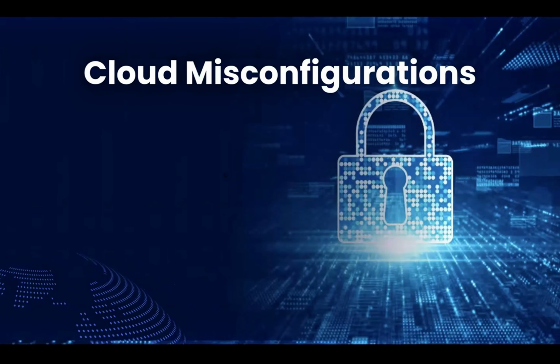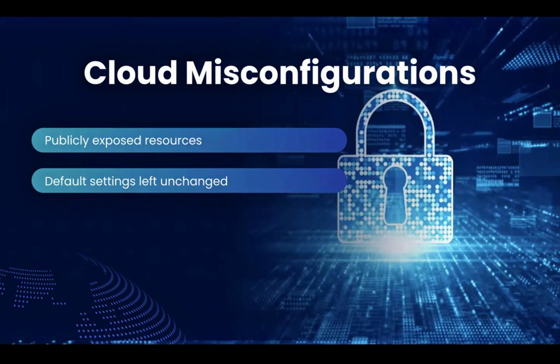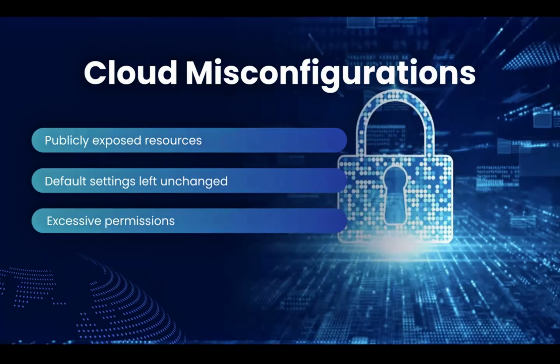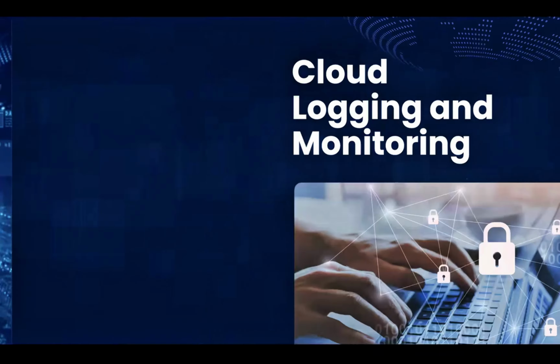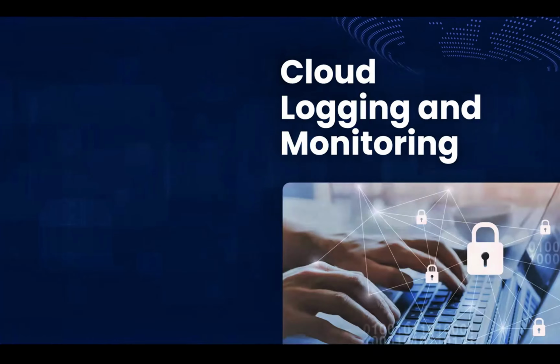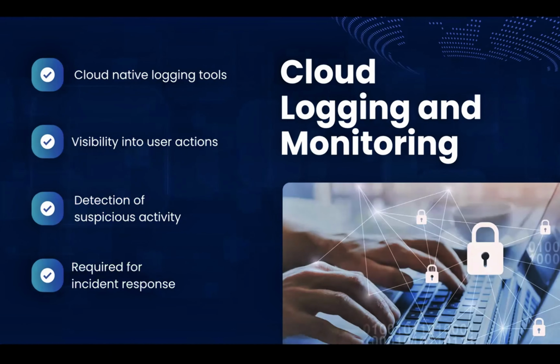What are cloud misconfigurations? Small mistakes can bring about large impacts. And here are some of the misconfigurations that can cause that: publicly exposed resources, default settings that are left unchanged, excessive permissions that are granted, and simple configuration errors that could lead to major exposure. Let's now consider cloud logging and monitoring. Visibility remains critical when it comes to cloud computing. Cloud native logging tools can help us track activity. User actions can be recorded with the help of cloud logging and monitoring. Suspicious behavior can also be detected, and logs are very essential for incident response.